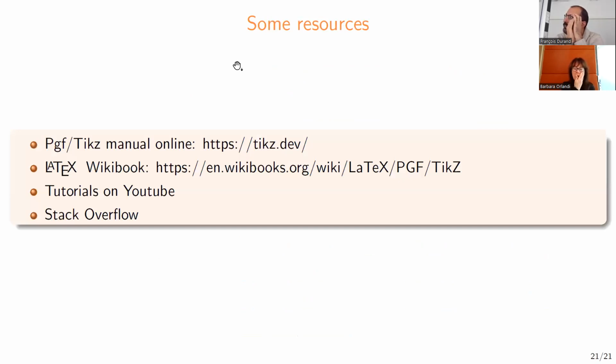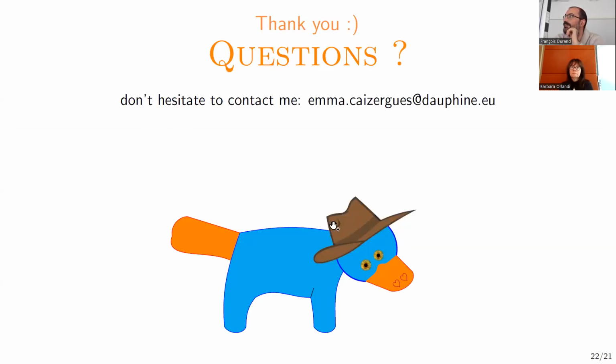And yeah, that's it. So for some resources, you have the PGF TikZ manual online. It's very complete. You have a lot of things there with a lot of examples too, so it's very practical to learn. You also have the LaTeX Wikibook, which has a PGF TikZ subsection, and again, it's quite complete. You have a lot of tutorials on YouTube as well. And if you have any questions, usually the answer is on Stack Overflow or in the three resources here. And that's it. Thank you.